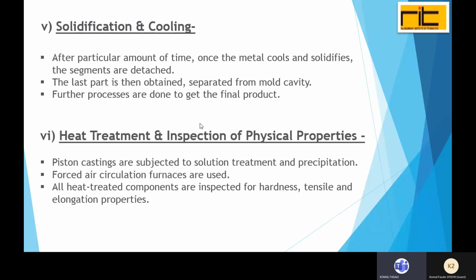So the next one is heat treatment and inspection of the physical properties. Piston castings are subjected to solution treatment and precipitation hardening. A forced air circulation furnace with sophisticated programmable temperature controllers is used for heat treatment. All heat-treated components are inspected for hardness requirements, tensile and elongation properties.